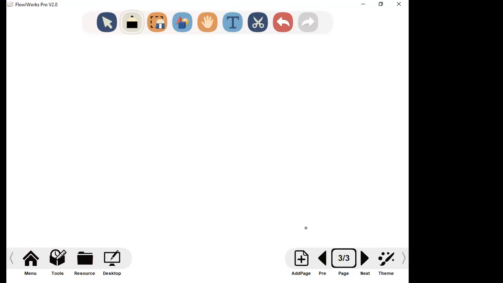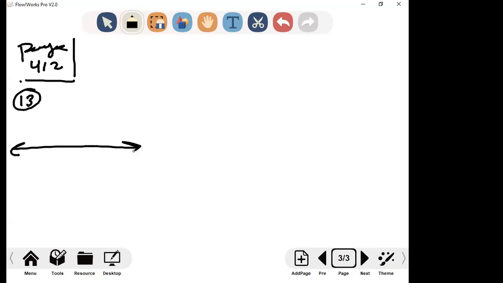Question 13, page 412. So on page 412, question 13. The question said, an adjustable water ski ramp is set at the angles shown. These are the angles shown. We have two adjacent angles on a straight line. This angle is x, and this angle here is 150 degrees.